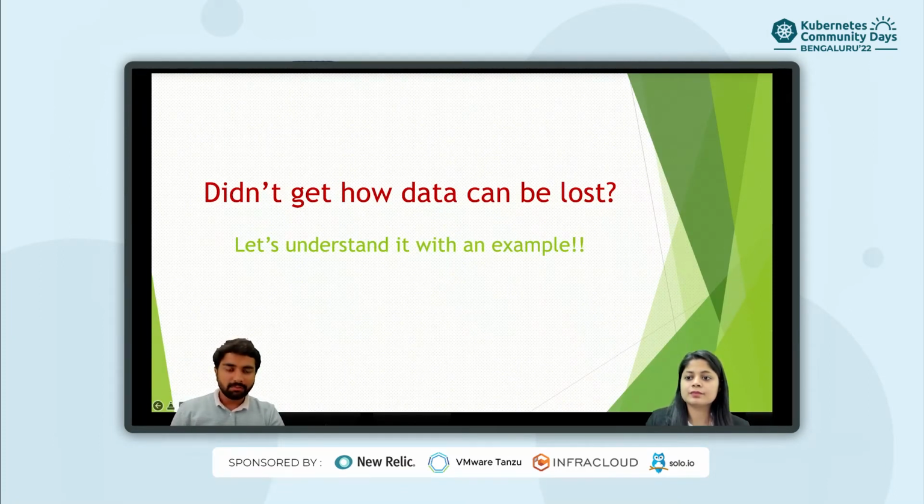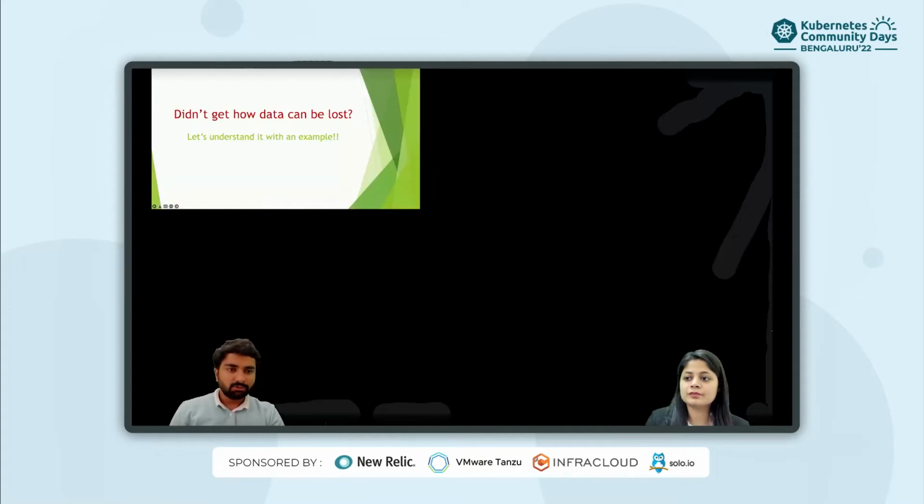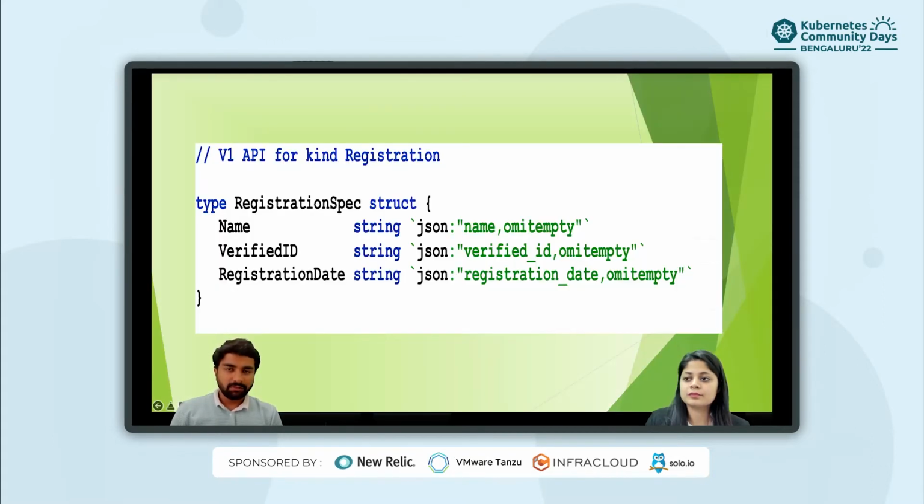So I'll try to explain the example first. We have a Kubernetes application, which will have a CRD called registration. This CRD represents the vaccination of an individual. And we have a V1 API of our registration, which contains the registration details of the person, like name, verified ID, and registration date.